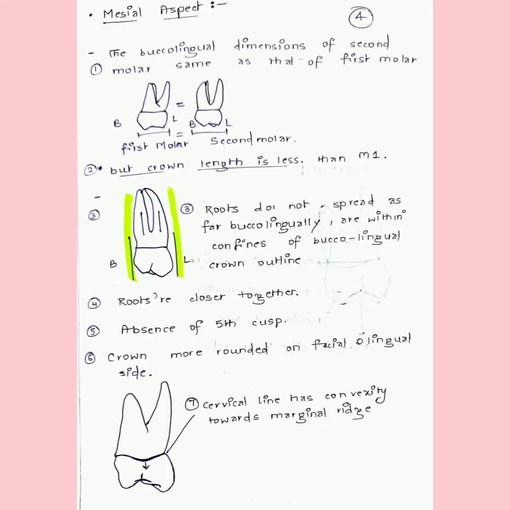From the mesial aspect, you can see the buccolingual dimensions of the second molar are the same as that of the first molar, except the crown height is less than that of the first molar. The roots you can also see from this aspect are closer together or convergent, and there is absence of the fifth cusp. The cervical line on the mesial aspect is convex towards the marginal ridge or occlusal surface.